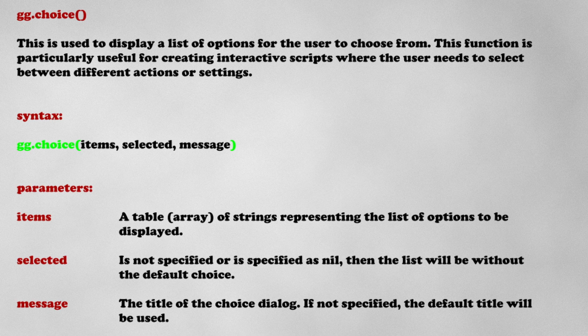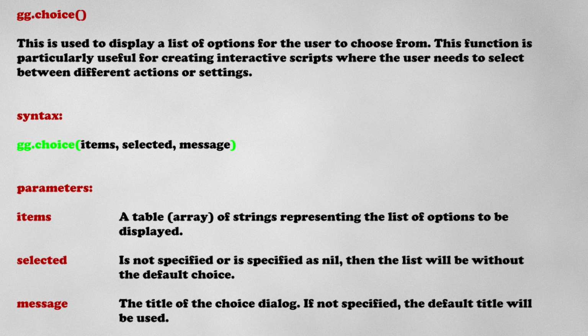gg.choice. This is used to display a list of options for the user to choose from. This function is particularly useful for creating interactive scripts where the user needs to select between different actions or settings. Syntax: gg.choice(items, selected, message).